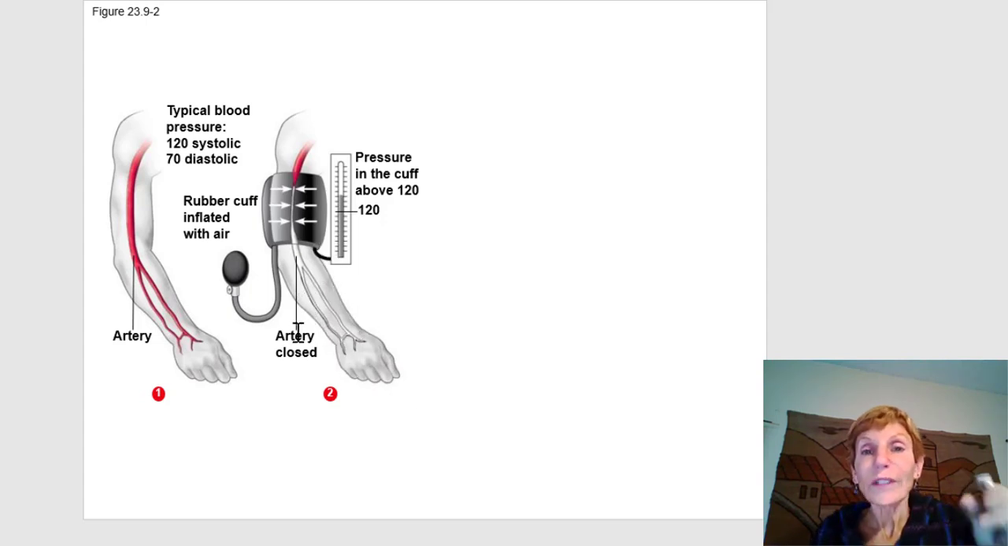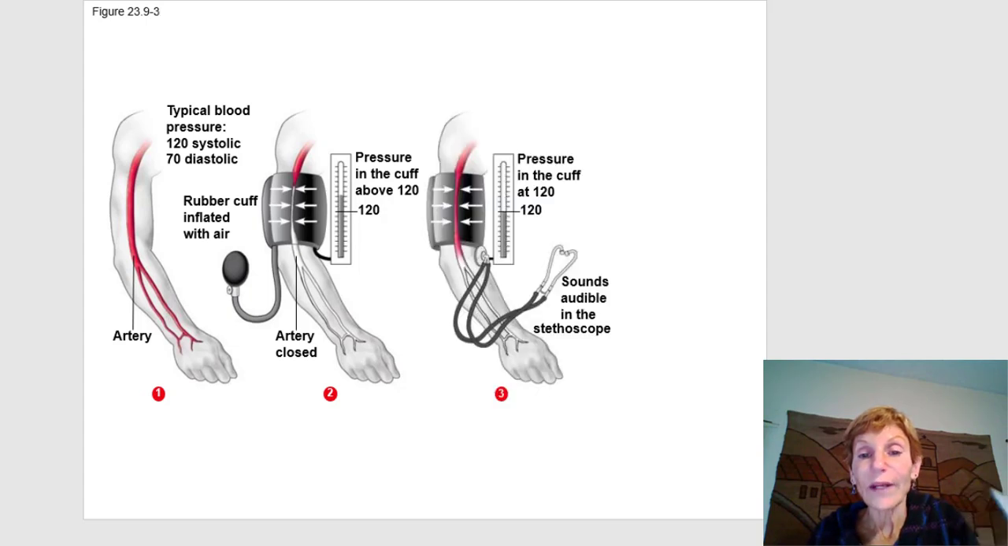And then you slowly let the air out. And as you slowly let the air out, you're reducing the pressure against that brachial artery. And eventually it'll get to a point where the brachial artery blood will start seeping through. And you'll actually audibly hear that with the stethoscope as lub dub, lub dub, lub dub, as the blood starts coming through because the pressure is less.